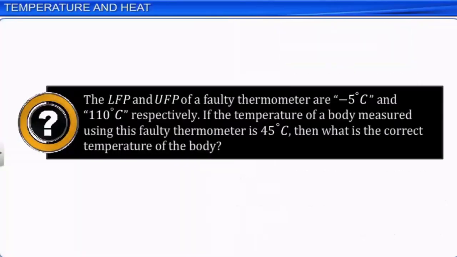The LFP and UFP of a faulty thermometer are minus 5 degrees Celsius and 110 degrees Celsius respectively. If the temperature of a body measured using this faulty thermometer is 45 degrees Celsius, then what is the correct temperature of the body?